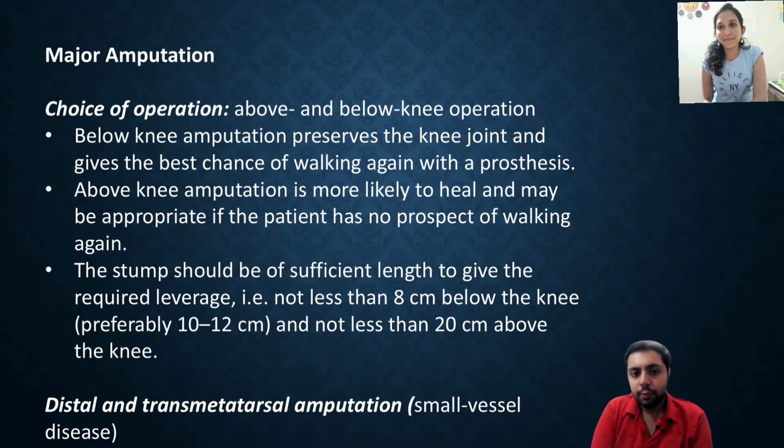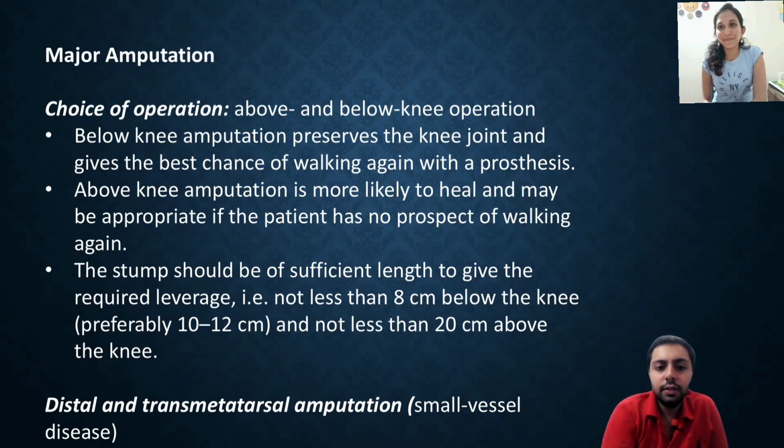Then how much stump should be there? At least 8 centimeters, preferably 10 to 12 centimeters of below knee stump should be present to have a prosthetic. And then at last we can have something called distal and transmetatarsal amputation. That is for small vessel disease below all that. The distal part can be amputated. So this was the thing.